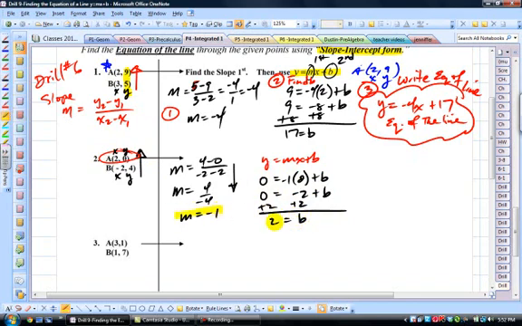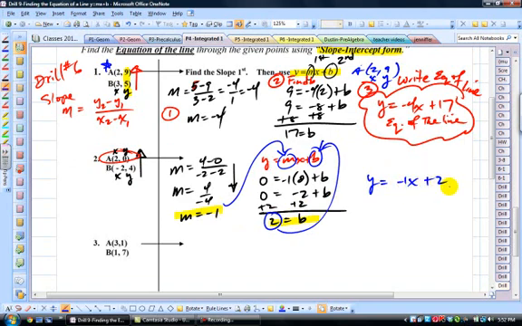And now I know the slope, I know the y-intercept. All I have to do is substitute it in here and here. The slope goes in, the y-intercept goes in, and what do you have? y is equal to negative 1x plus 2. And that's my line.